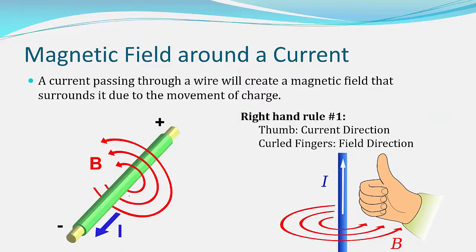Okay, and this brings us to one of the first concepts that we're going to be learning in this course, and that is the magnetic field around a current. What we've observed, and we'll be showing this in experiments, is that when you have a current passing through a wire, remembering that a current is the flow of positive charge, it generates a magnetic field. The magnetic field surrounds it in circles radially, and the direction of that field we can determine using the right-hand rule.